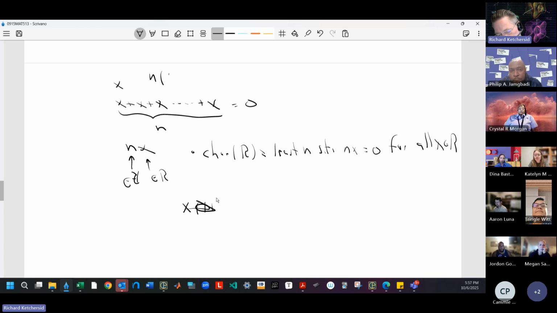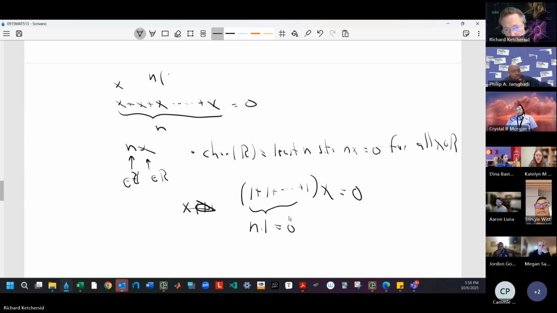plus, or let me turn it around. It's 1 plus 1 plus dot dot dot plus 1, times x, like that, right? So it can be turned into that thing. And we're asking when that is equal to 0, right? And we're looking for the least thing where that is equal to 0. And so that's going to correspond to the least thing where n times 1 is equal to 0. Right? So we're looking at that sort of situation.